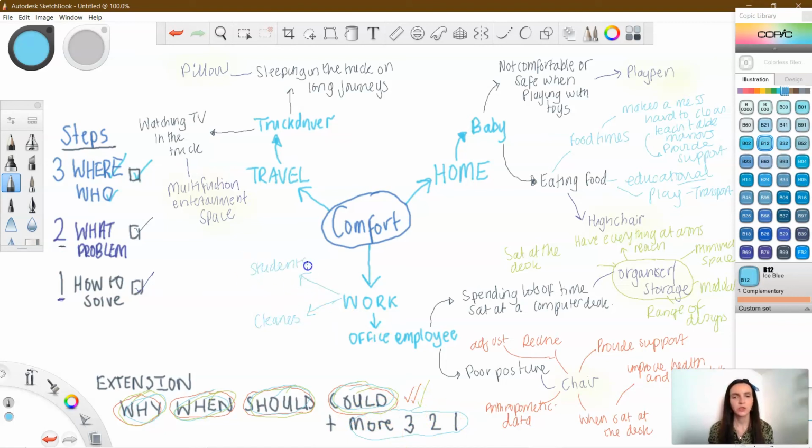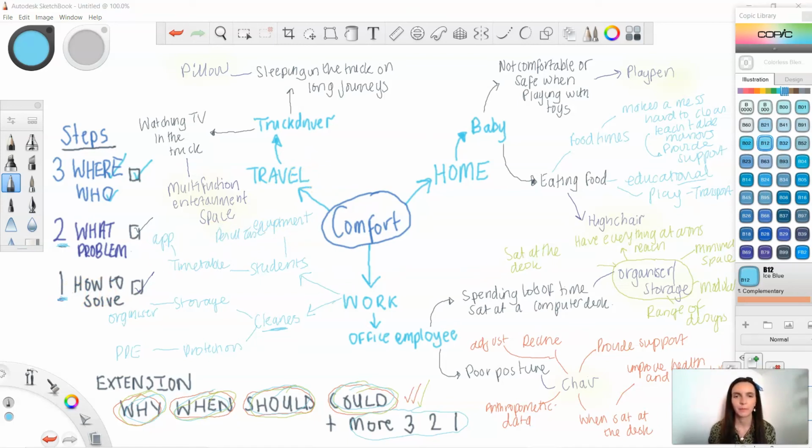Let's look at the more 3-2-1s. So at work I've got cleaners and students. What? Well, storage for the cleaning supplies and protection. How? PPE and an organiser. Students have problems with equipment and maybe their timetable. How can I solve it? A pencil case or an app.